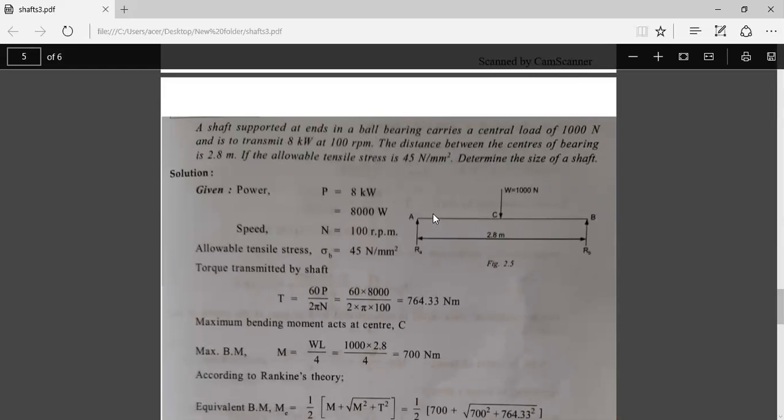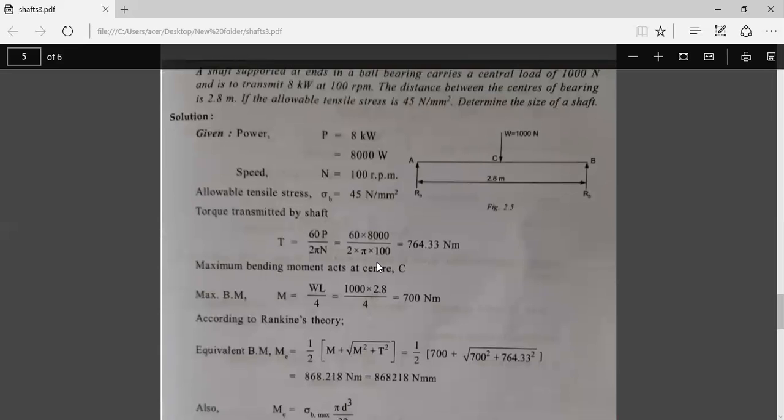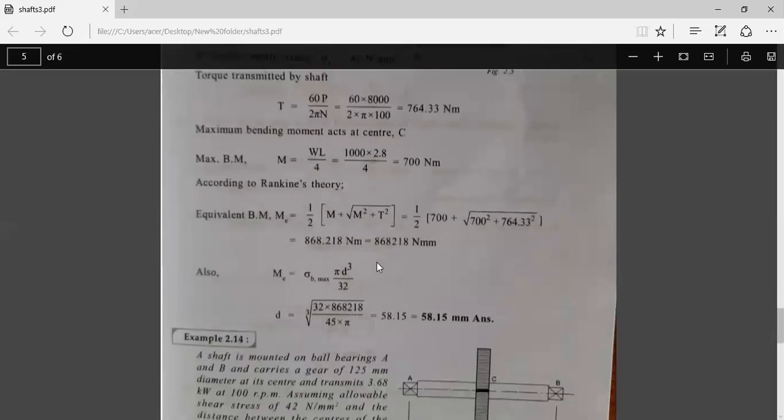Based on this data, we can draw this diagram. A shaft supported at ends in a ball bearing. So this is a shaft and its ends are in bearings. So here some reaction force is acted. We can designate it with RA and RB because it is AB. So here reactions RA and RB because these two ends are supported on bearings, and it carries a central load of 1000 newtons and is to transmit 8 kilowatts at 100 rpm. So P value 8 kilowatts power and it is converted into watts, so 8000 watts, and N is 100 rpm, and allowable tensile stress is 45 newton per mm square. Now we are going to calculate the size of the shaft, right?